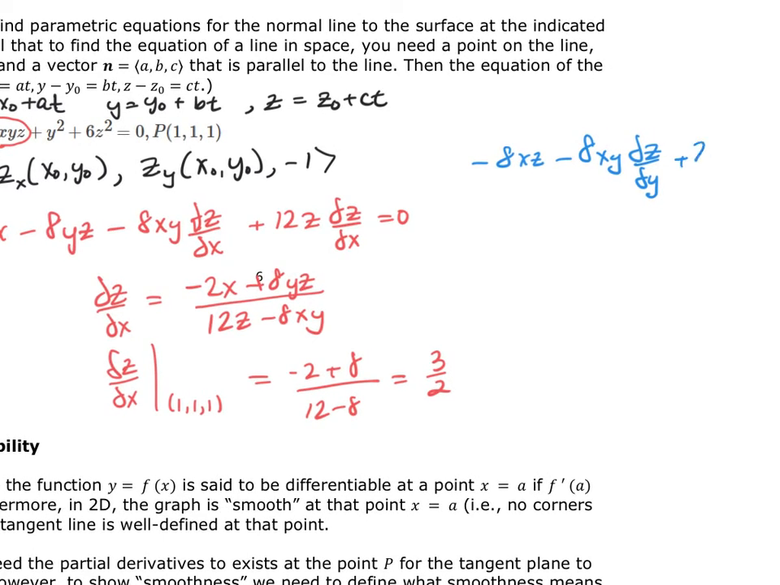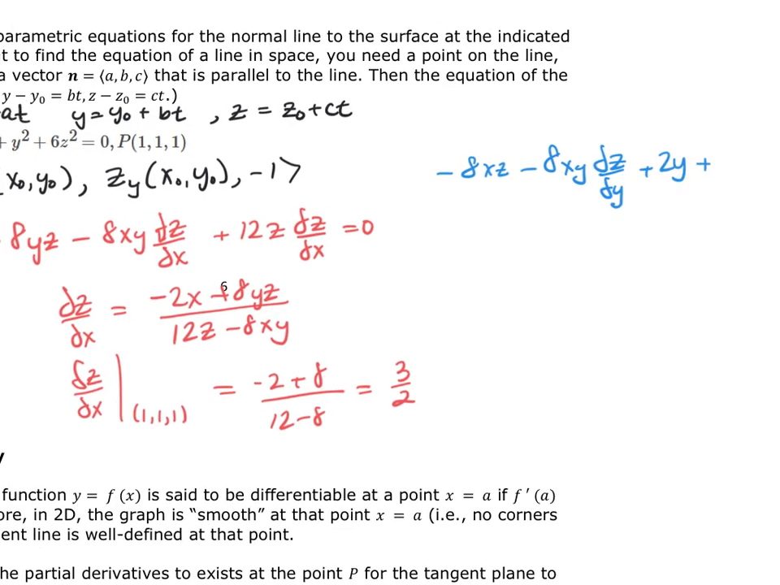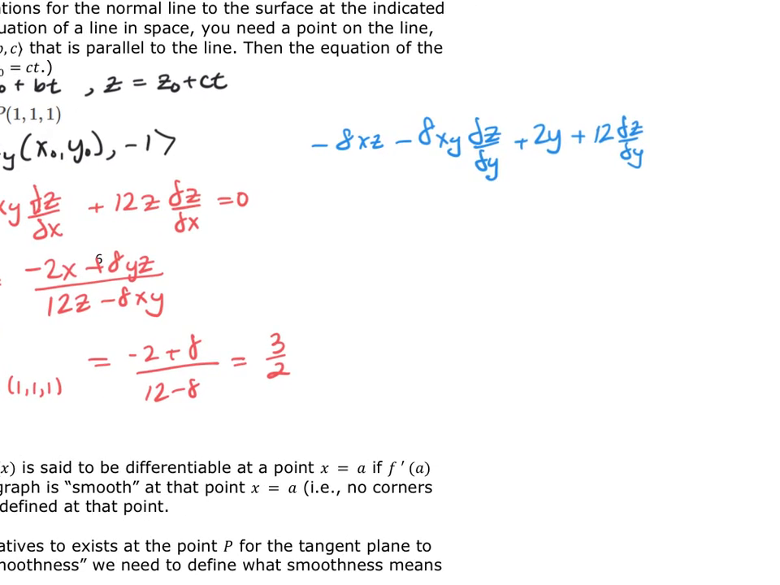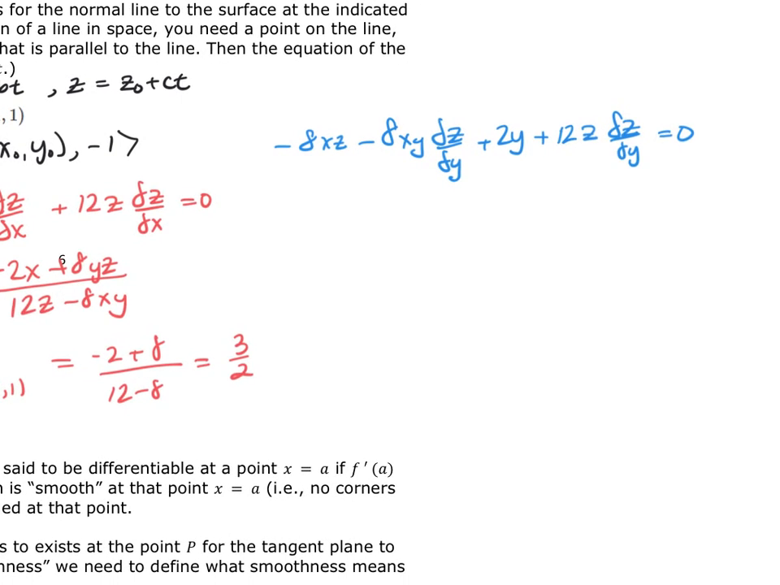And I have plus 2y, and then I have plus 12z dz/dy, and that should have a z attached to it too. So let me erase that and put a z in there. So a z, and then dz/dy is equal to 0. All right, now again, we're going to solve for dz/dy. So I have 8xz minus 2y divided by negative 8xy plus 12z.